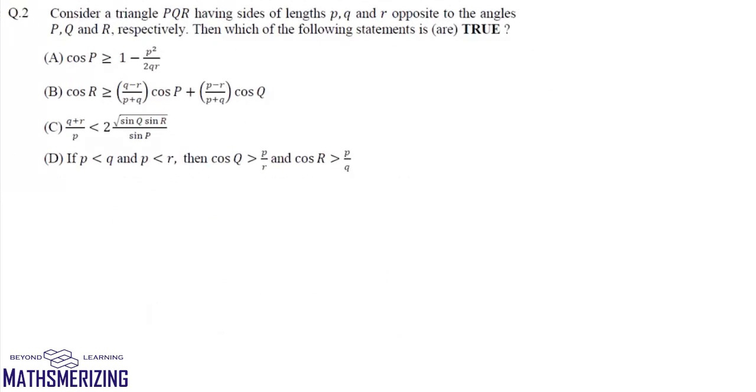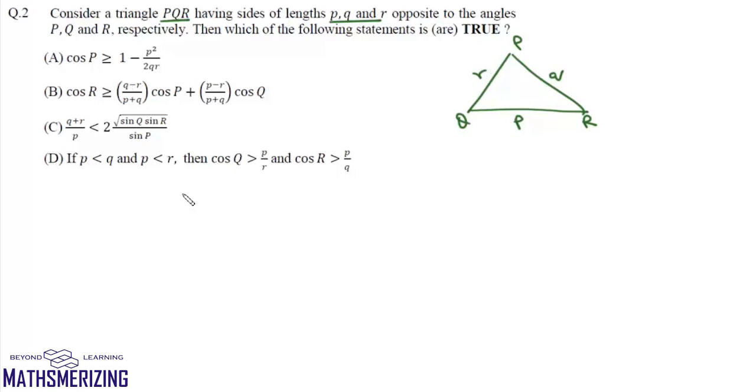Now the second question is, consider triangle PQR having side lengths p, q and r. So we have this triangle PQR with side lengths p, q and r. Then which of the following statements is or are true?